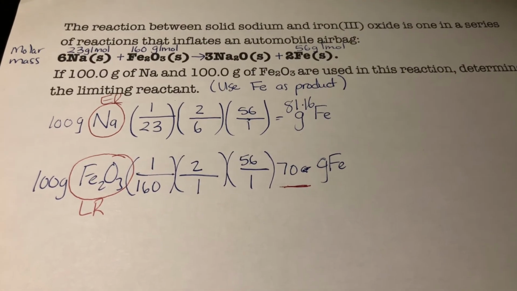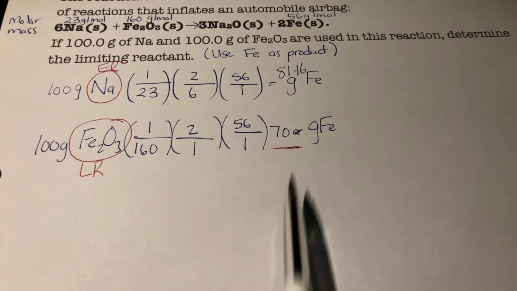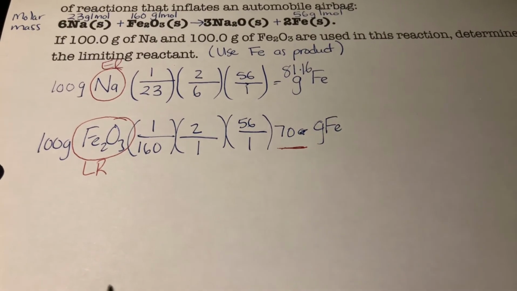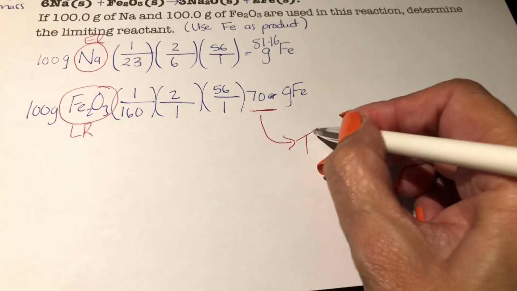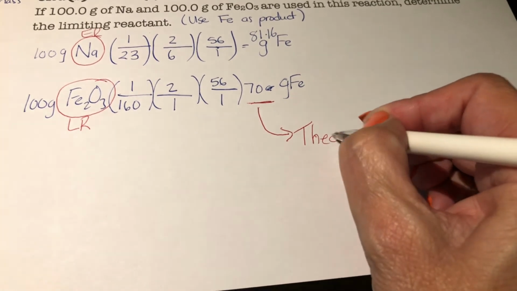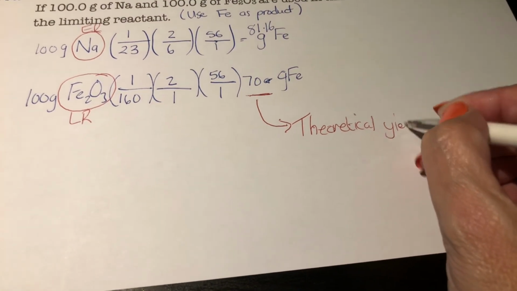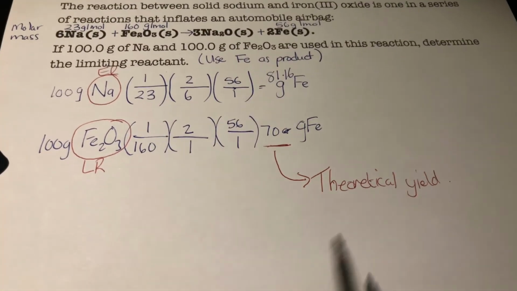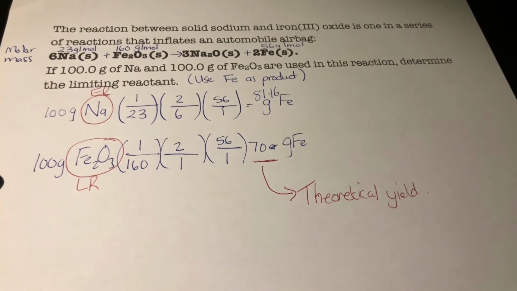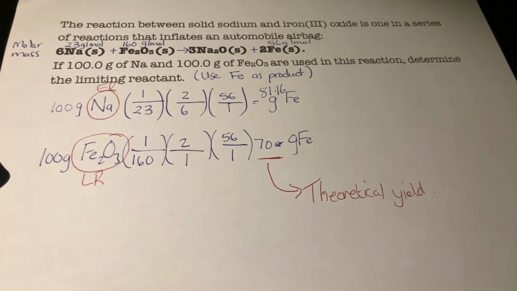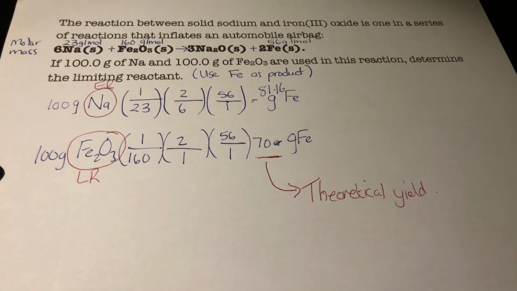If I want to know how much product I'm going to produce, or how much iron I'm going to produce, I don't need to calculate it again. I'm going to produce 70 grams of iron. Remember also that this 70 grams of iron is known as my theoretical yield. Theoretical yield is the yield that I get due to calculation. Okay, so for the next one, I will change the question and show you how to calculate it if you are given the number of moles and you have to do a mole to mass calculation.